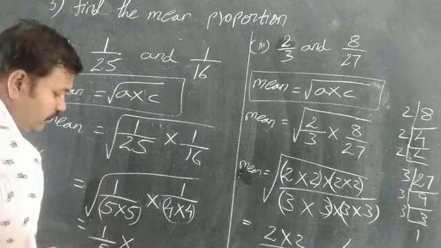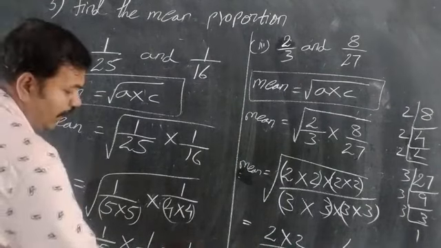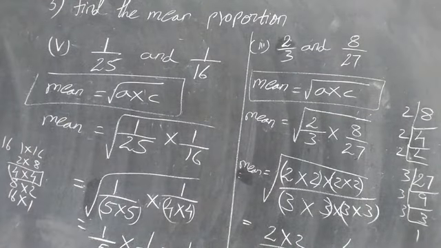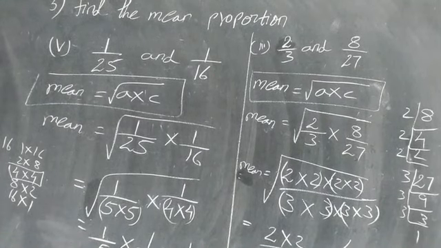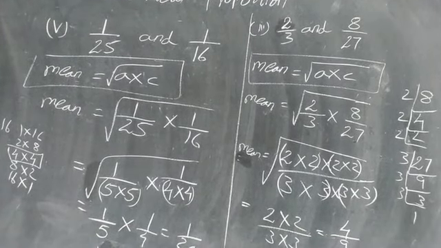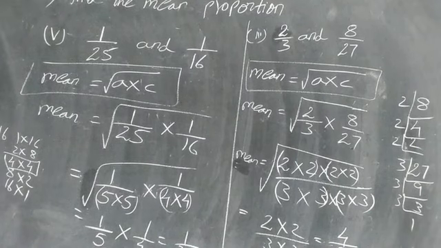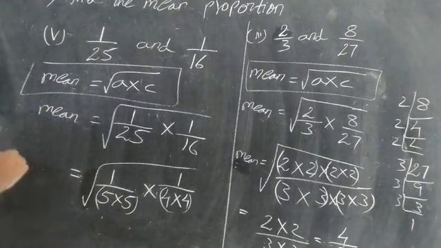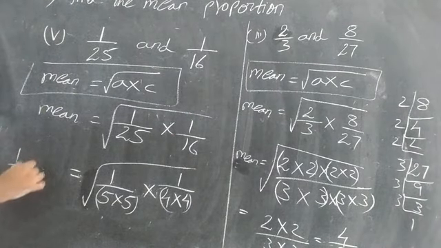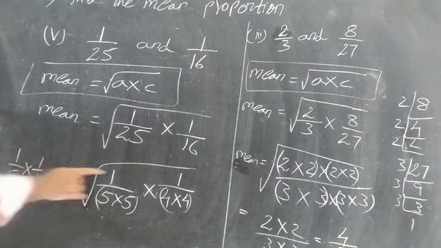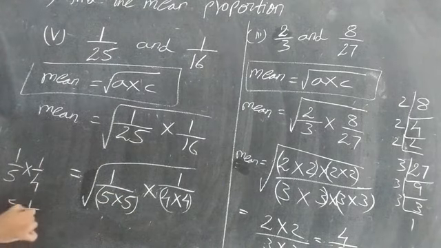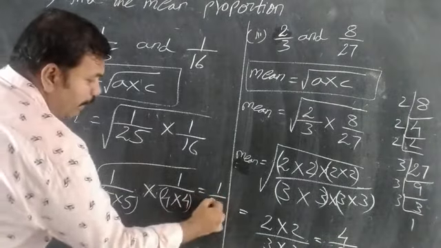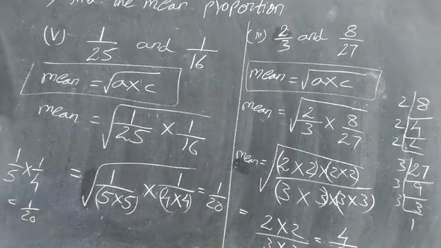Into 1 by 4, that is 1 by 20. 1 by 5 into 1 by 4 is 1 by 20. The mean proportion for this sum is 1 by 20. Here I am writing that. See here again once: 1 by 5 into 1 by 4. 5 is 1 time, 4 is 1 time. That is 1 by 20. The answer is 1 by 20. How did we get 1 by 20? 5 4s are 20.